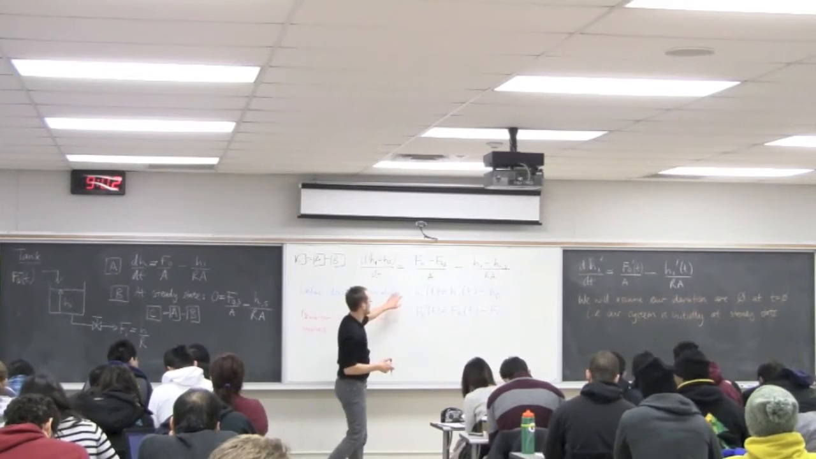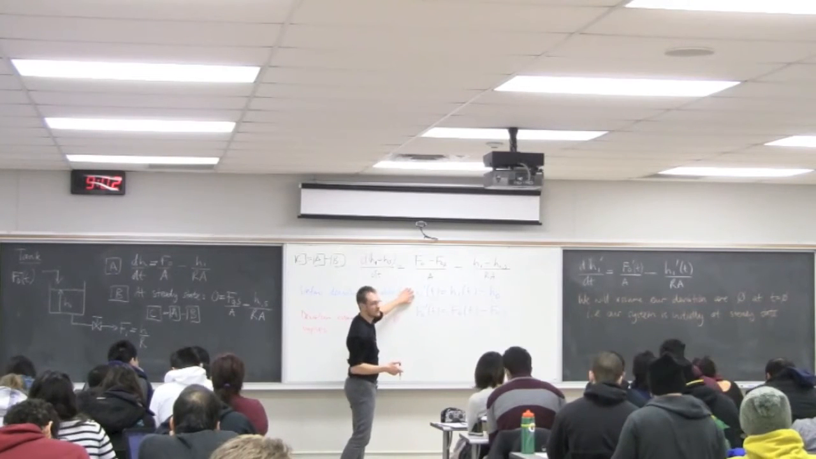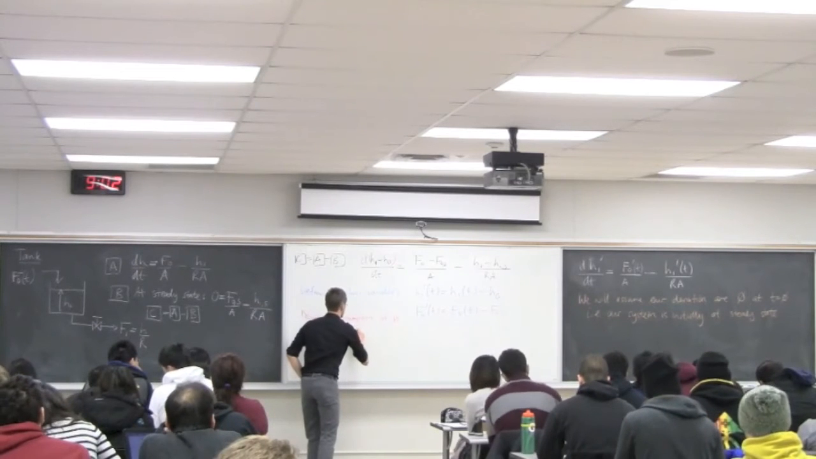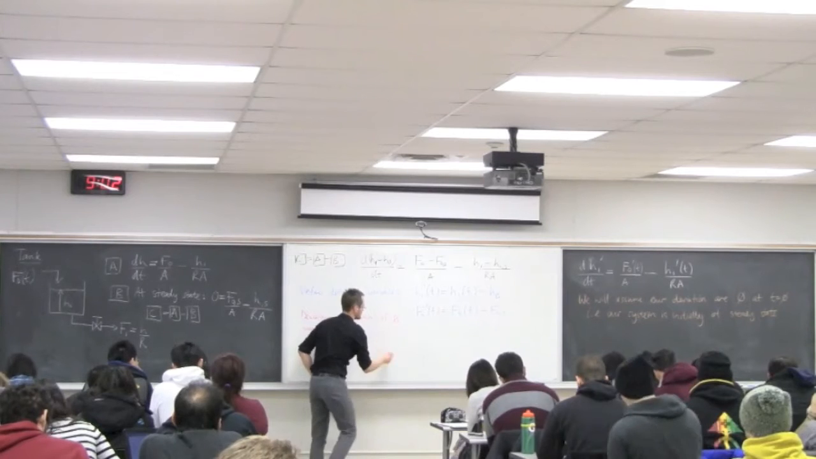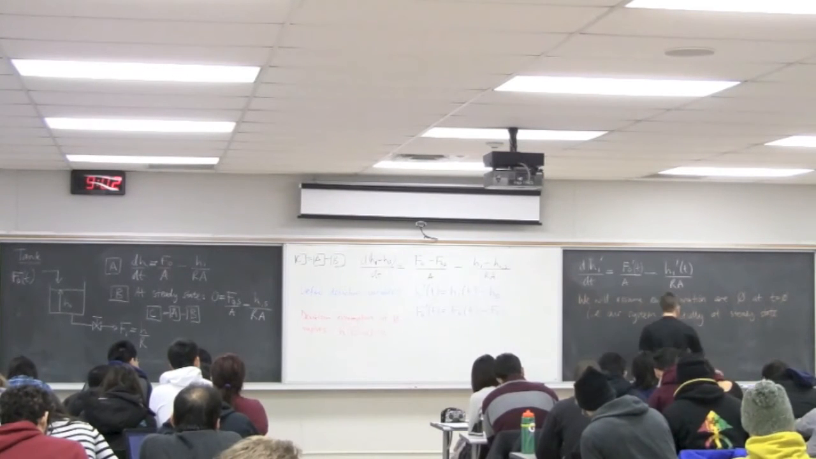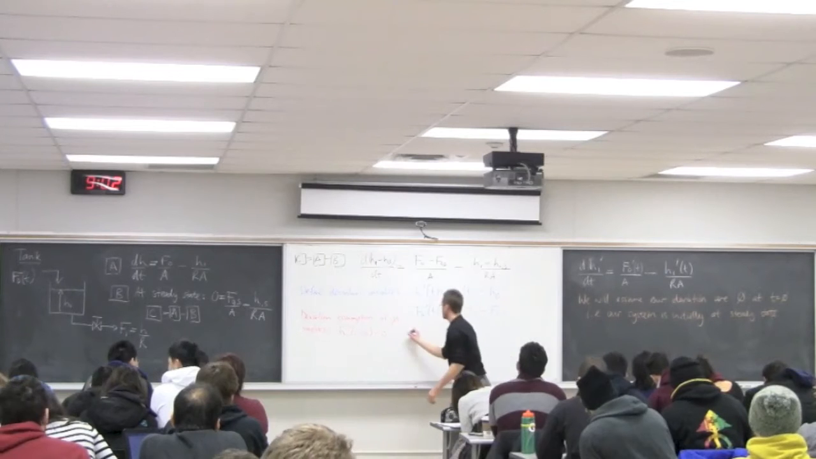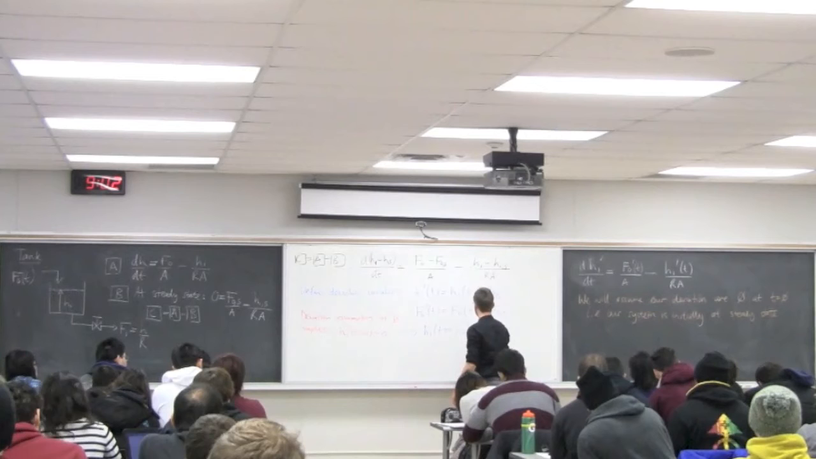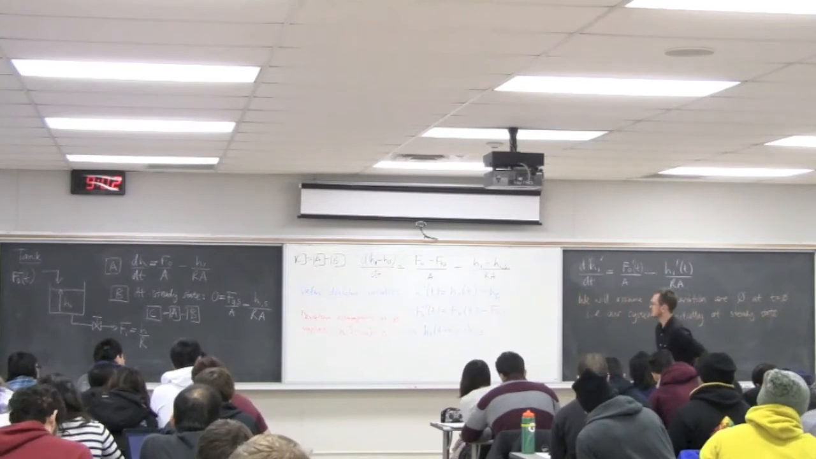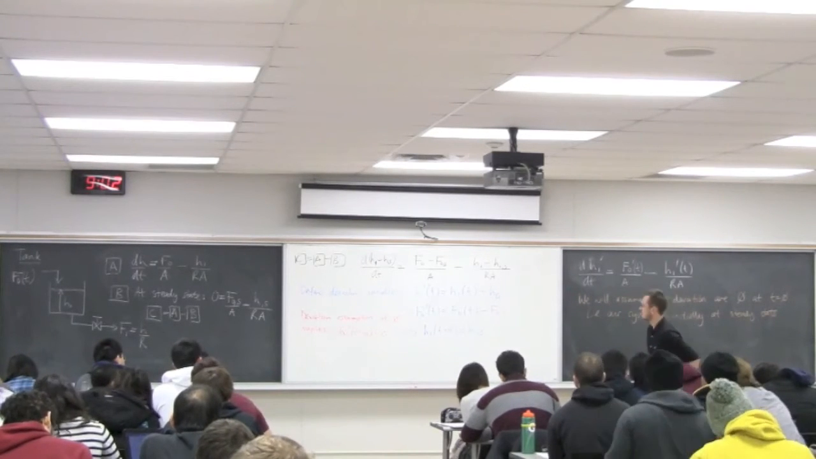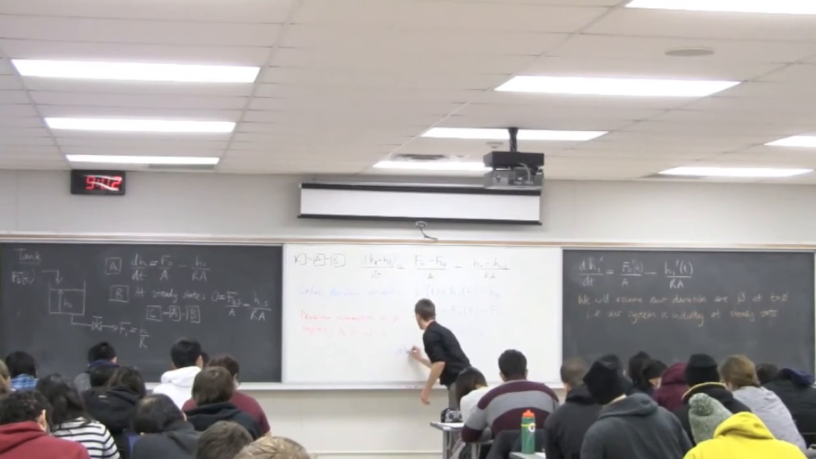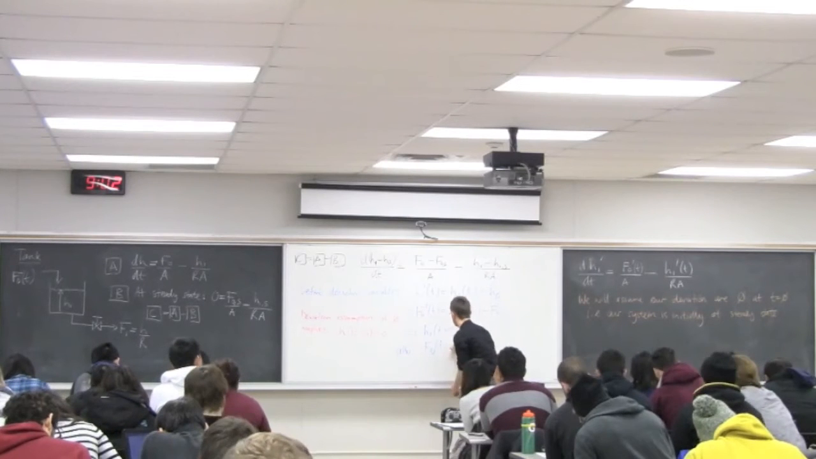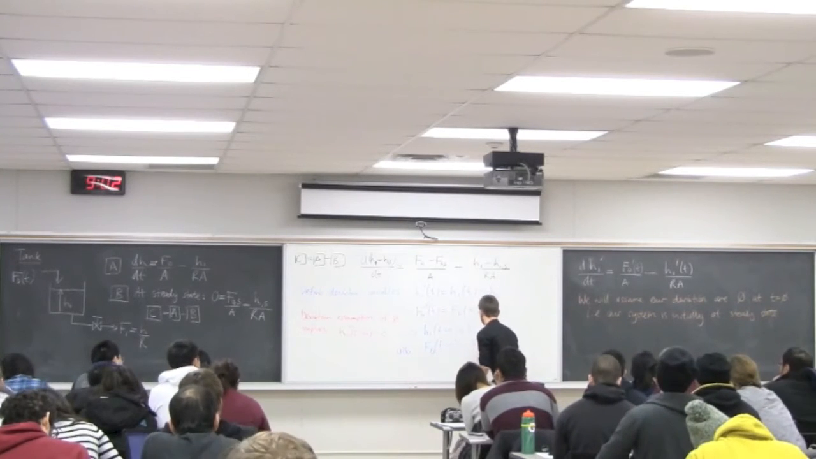h1 dash of t is 0. So I'm saying my deviation variables at time 0 are 0. That implies h1 dash at time 0 is equal to 0. And that gives me then that h1 at time 0 is h1 s. Also, that f0 at time 0 is equal to f0 s.